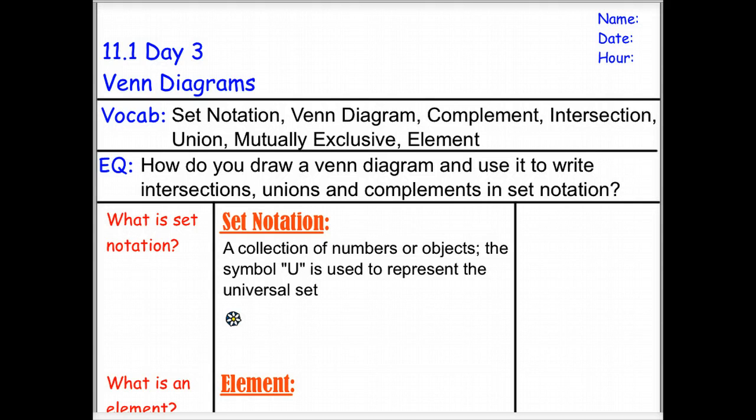The third part of 11.1 deals with Venn diagrams. I'm going to give you a heads up that a lot of this is going to be vocab for the first part of the video. We'll start with set notation.